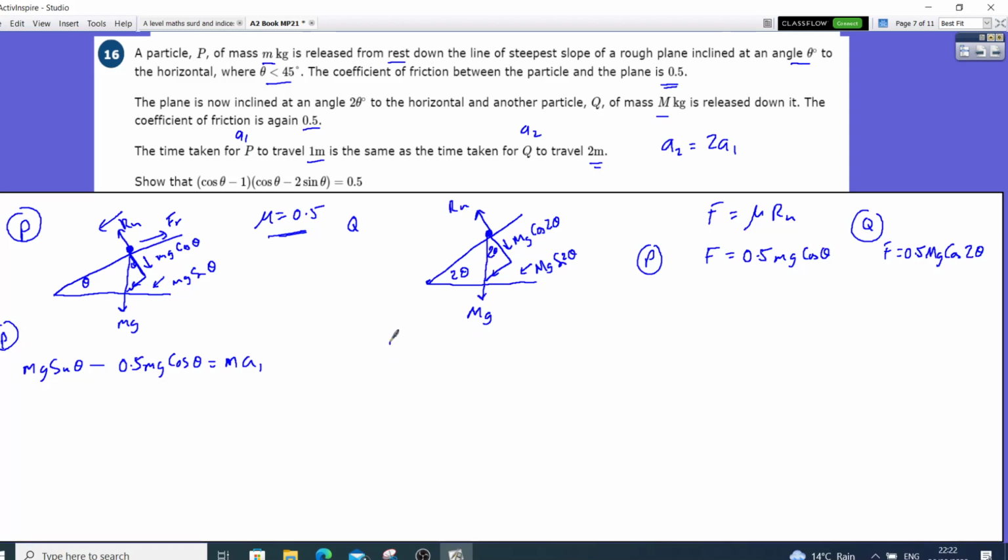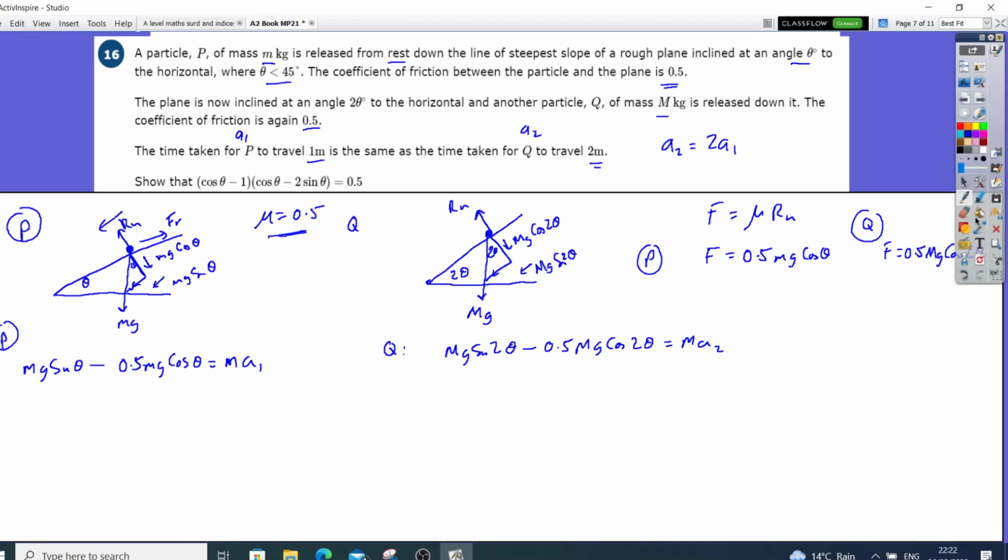And for Q, we're going to do a similar thing. We've got capital Mg sine 2 theta coming down. What's going against it is the friction on Q, which is 0.5 capital Mg cos 2 theta, and that's going to equal capital M times the acceleration, which I'm going to call a2. Okay, so what we could do here, let's use a different pen.